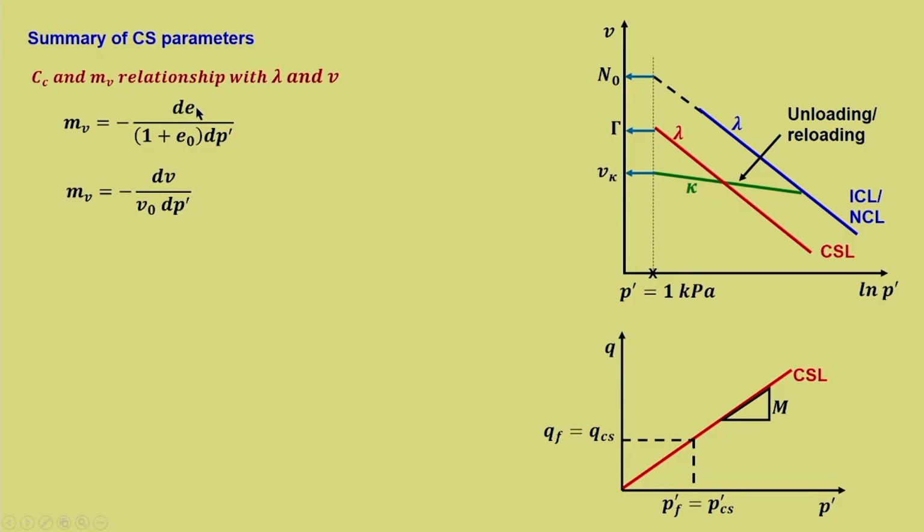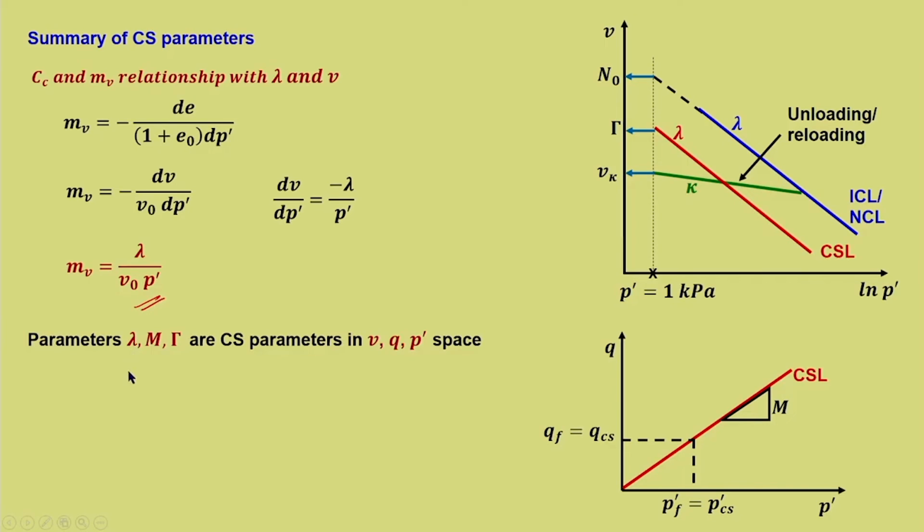So, Mv is equal to, again substituting, dV upon 1 plus E naught, which is the initial specific volume V naught, times dP dash. dV by dP dash we know is minus lambda by P dash. So, Mv is equal to lambda by V naught P dash. So, parameters lambda, M, gamma are critical state parameters in V, Q, P dash space.